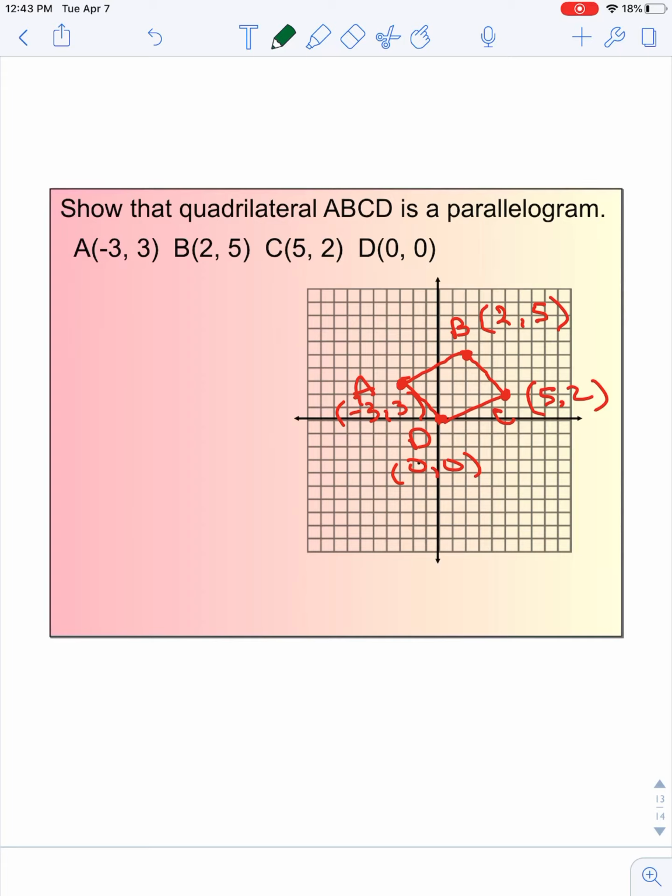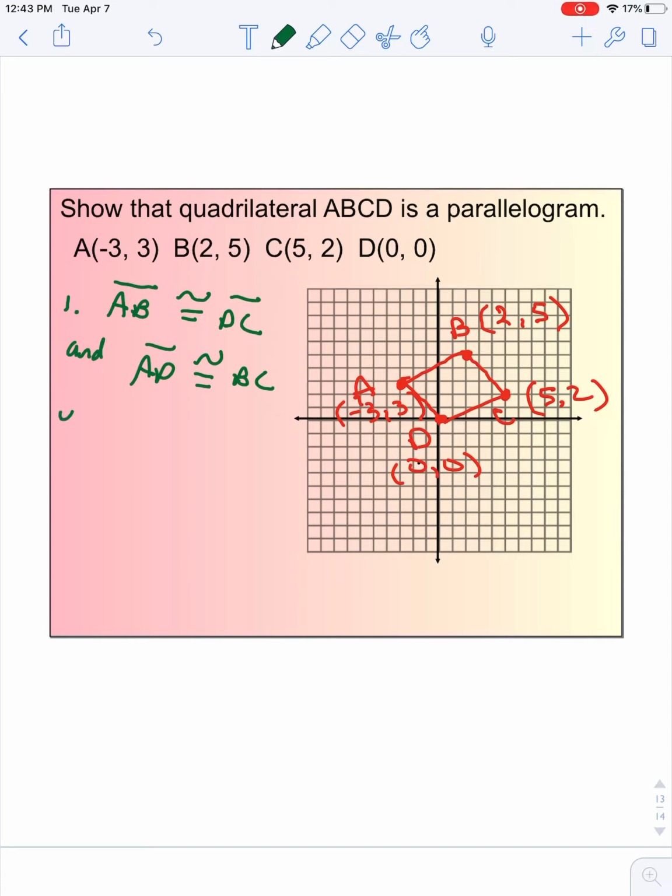The last question I want to talk about is more of a coordinate proof problem. So it says show that quadrilateral ABCD is a parallelogram. Well, I took the time to already graph this, so I plotted all those points. It looks like a parallelogram, but that's not enough to say that it's a parallelogram. So here's a couple options. One thing we could do is show that AB was congruent to DC and that AD was congruent to BC.